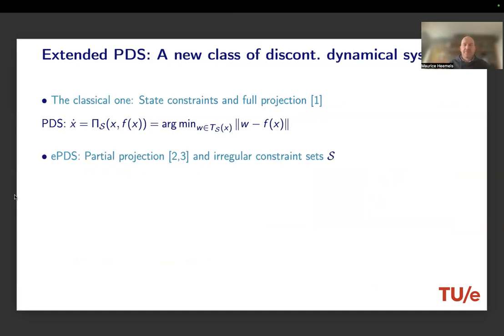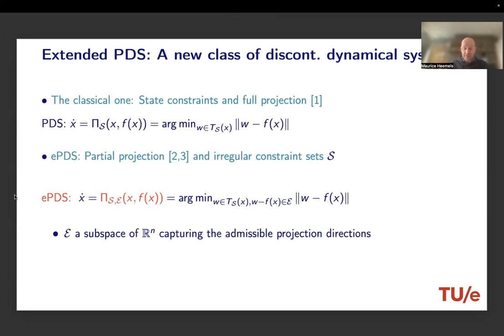So let's take a closer look at this. So of course, this was the original definition. Of course, we allow more irregular constraint sets, so sector-like sets. But what is more important, we will have to induce partial projection, since not all states are actually available for projection, which means that we have to extend this operator to a new projection operator that also includes a certain subspace that is a restriction on the admissible projection directions.